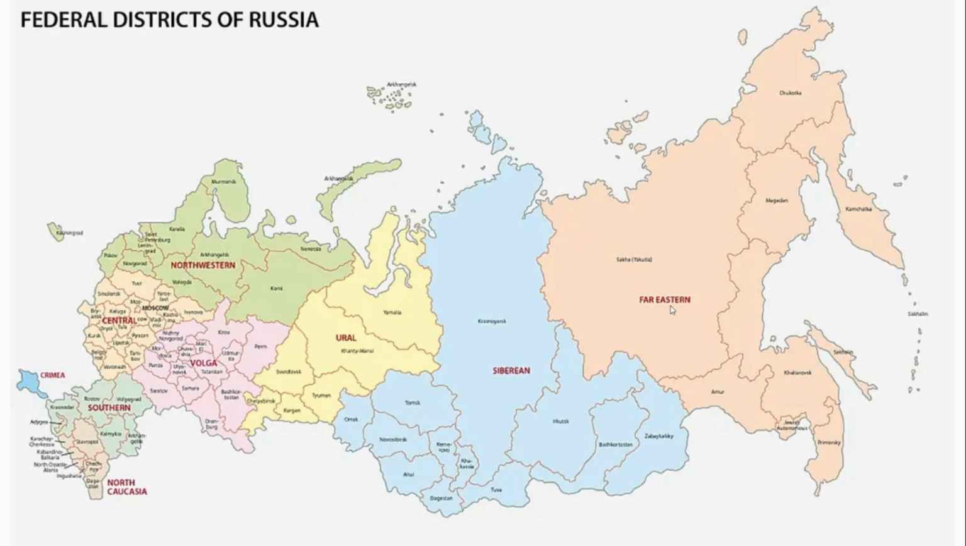When you look at this map, you can see the federal districts of Russia. As you can see, the eastern part of Russian republics here, and Siberian republics. Ural is a mountainous region. This is the border between Europe and Asia. And the Volga region, the northwestern region, the central region, where the capital of Russia is, and the southern region is the Caucasus region.